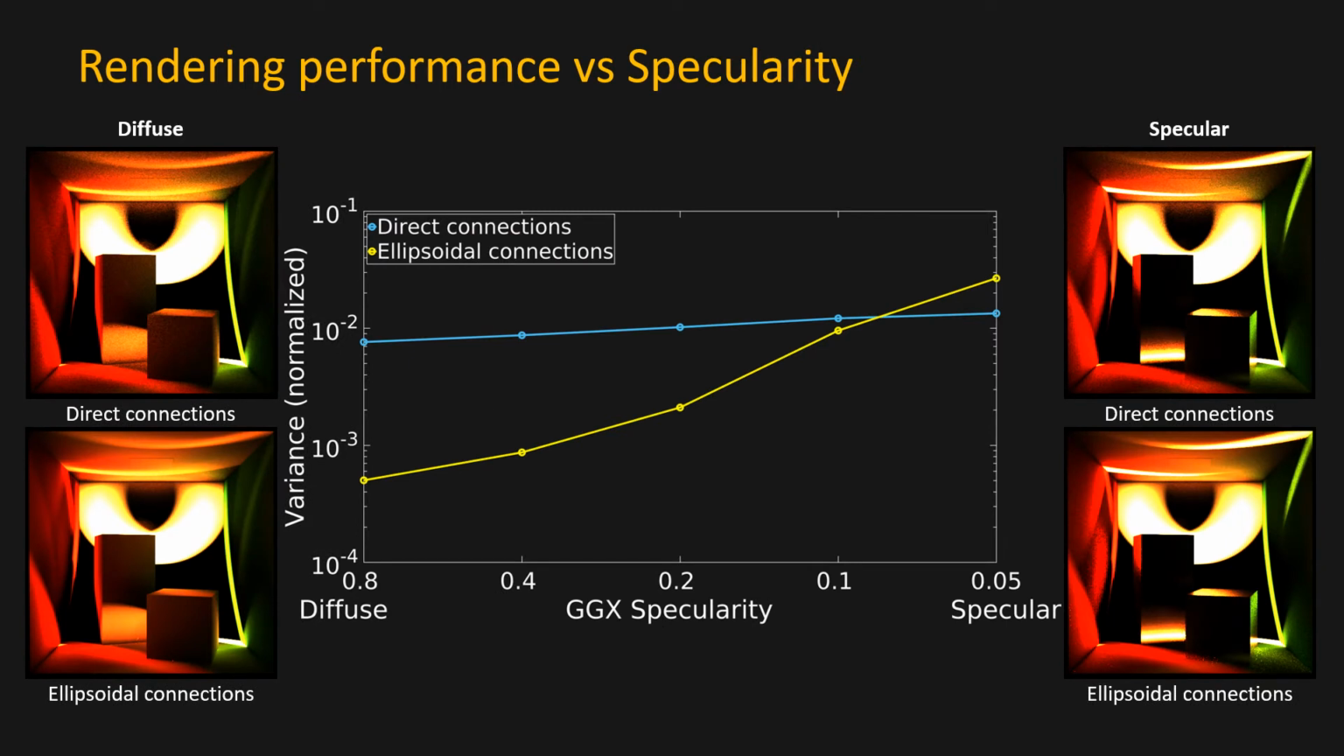Here we characterize the rendering performance as a function of BRDF. The BRDF of the boxes in the scene are progressively made specular. We can observe that the performance of both direct and ellipsoidal connections becomes worse as the scene becomes more specular. However, ellipsoidal connections become much worse than direct connections as ellipsoidal connections add two edges directly.